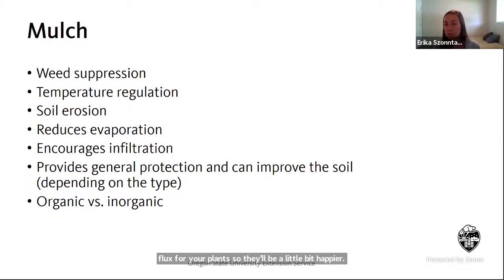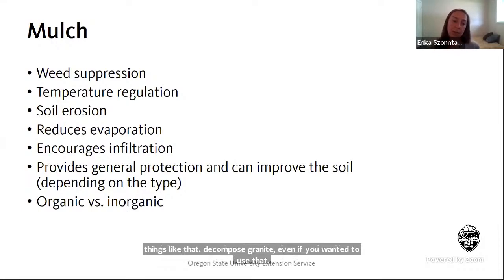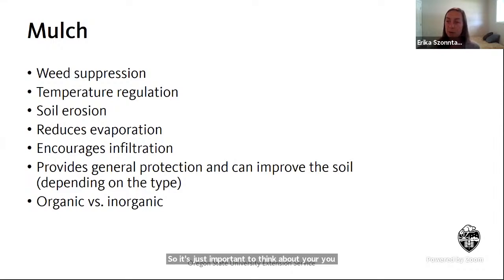And there are a lot of different mulches to choose from, whether it's organic or inorganic. You can have rock mulch, straw. I've seen even hazelnut shells available to use as mulch. And then of course there's rock and things like that, decomposed granite even, if you wanted to use that. So it's just important to think about what you want to use it for, and also what works for your landscape.